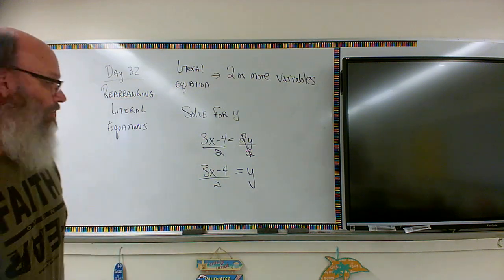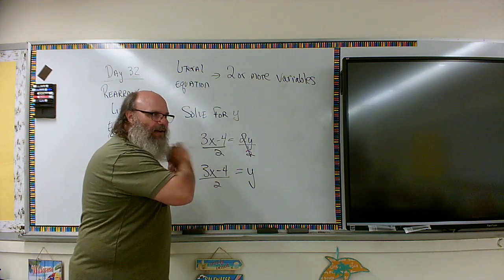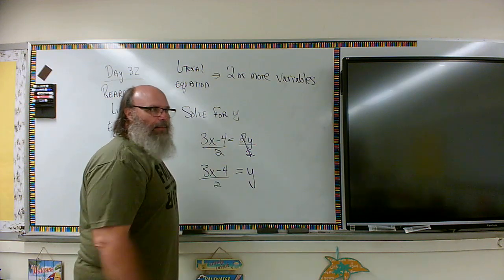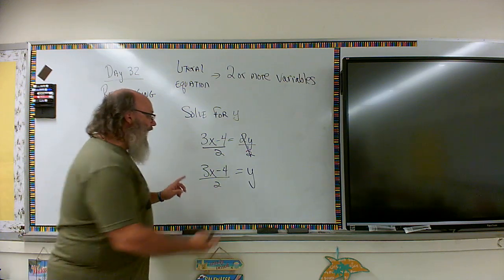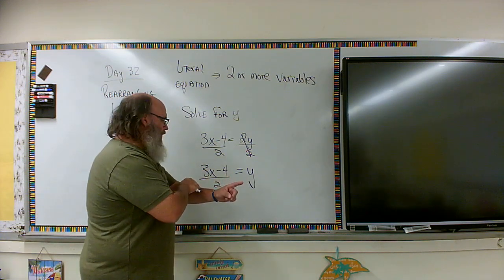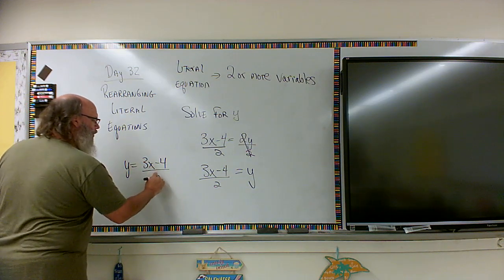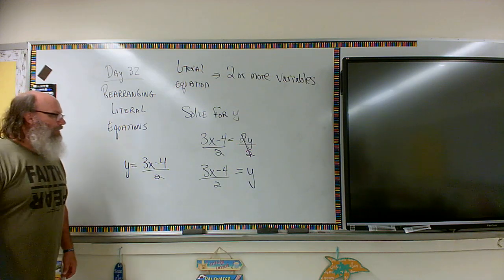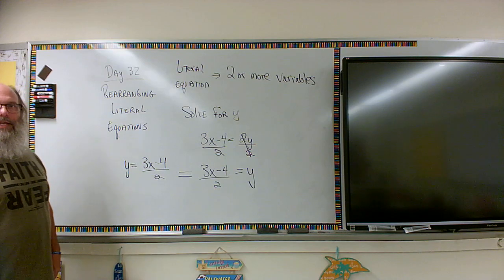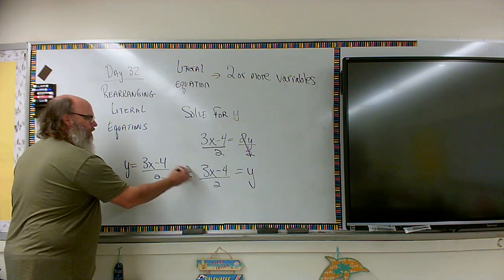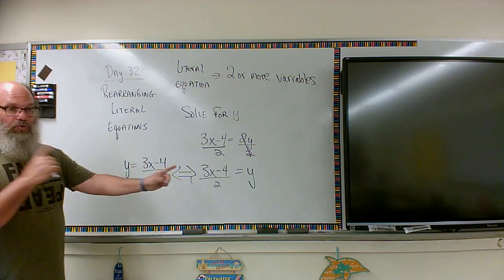Now check this out. I'm right-handed, so I'm used to moving everything going left to right. I'm an American, I read left to right. Watch this. I can flip this thing around and get y equals 3x minus 4 over 2. And these two things are the same. They're just stated differently. So if you like to have your variable to the left, you can do that. Just swing it around and you're there.